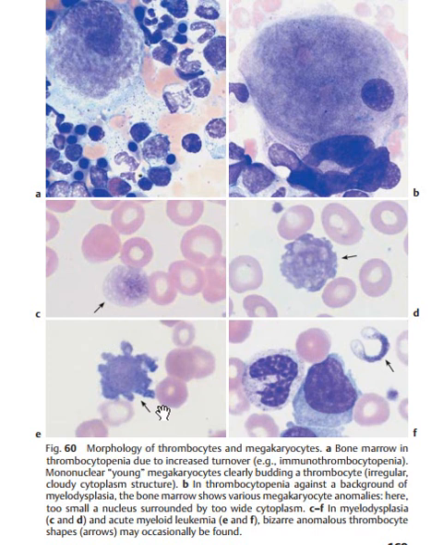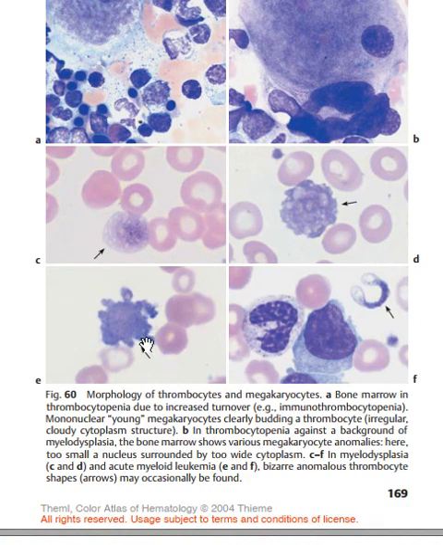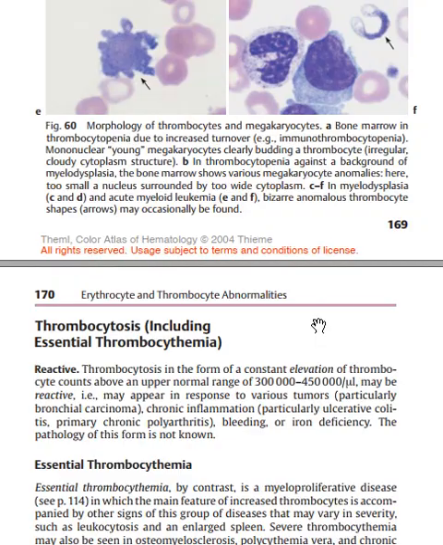Now the next one is diagram C to F. Diagram C to F is in myelodysplasia. So all this is going to be myelodysplasia. Now in diagram C and D particularly, you have an acute myeloid leukemia, so a leukemia that has occurred and resulted in thrombocytopenia. And in diagram E and F, you have a bizarre anomaly of thrombocyte shape. Is it clear? So all that is involved here.